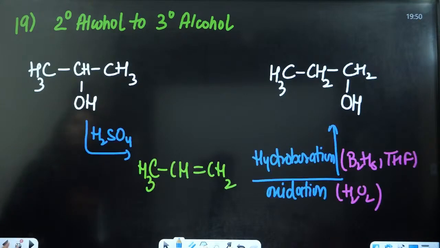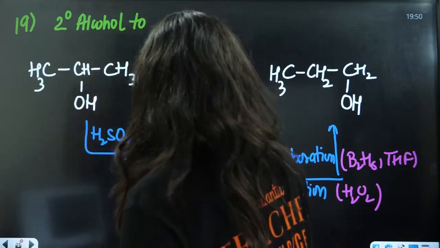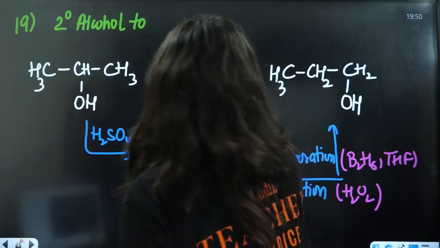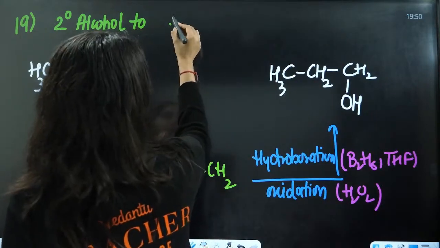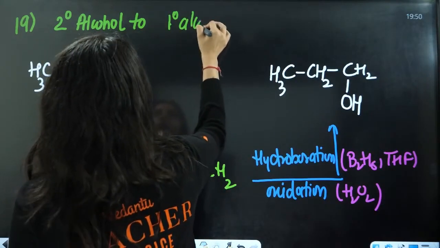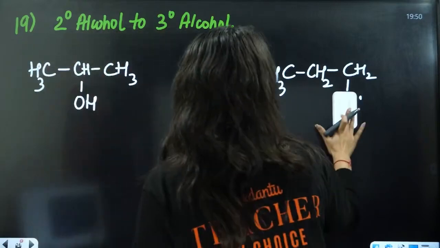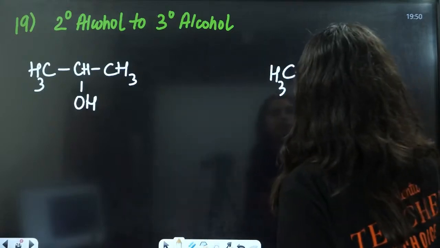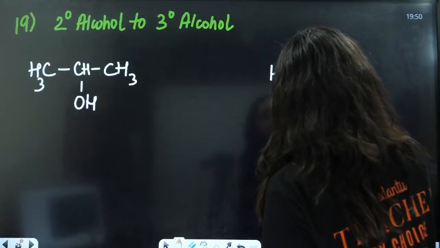Wait, have I done something wrong here? 2 degree to 3 degree, I have done something wrong here. I have converted 2 degree to 1 degree alcohol, right? And we have to convert into 3 degree alcohol. That was not this, that was this carbon, this CH3, this is OH and this is CH3.